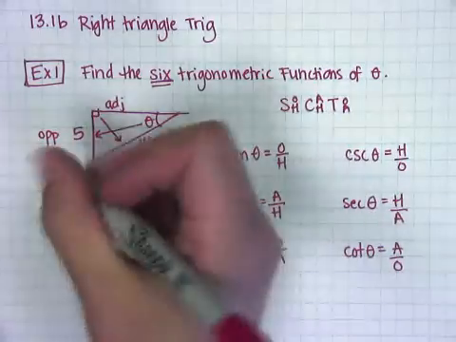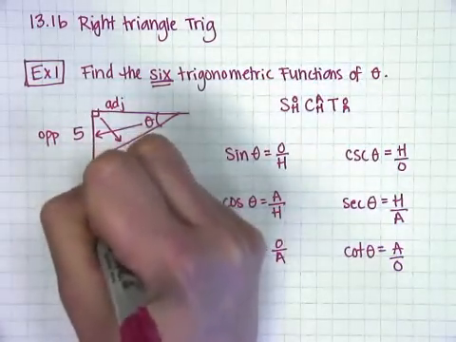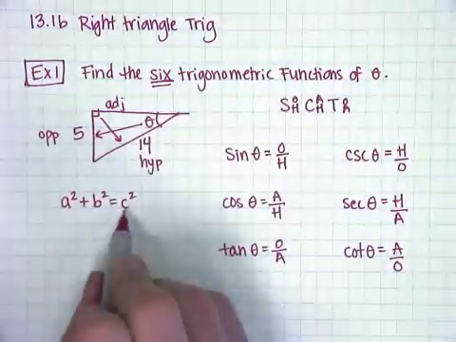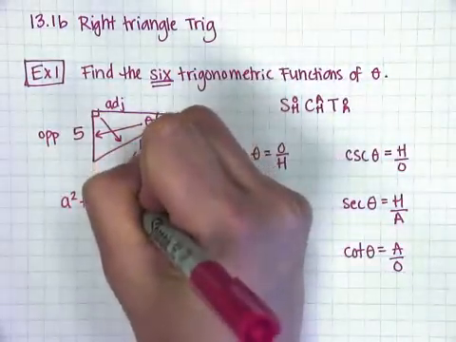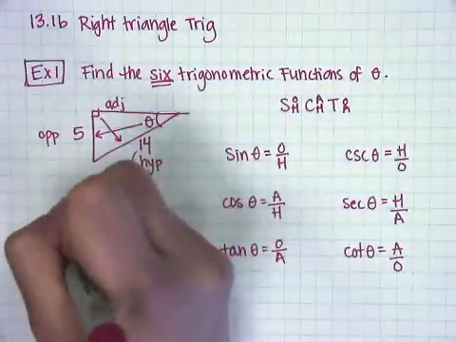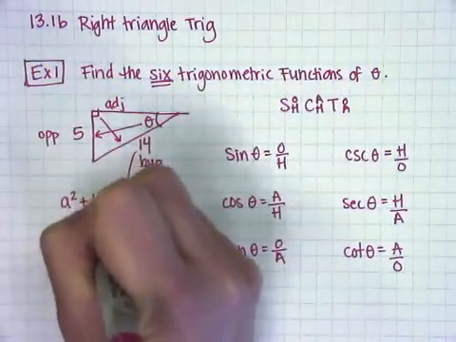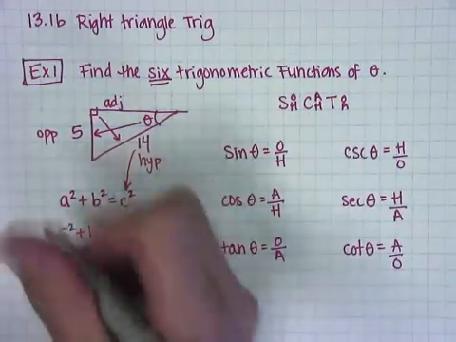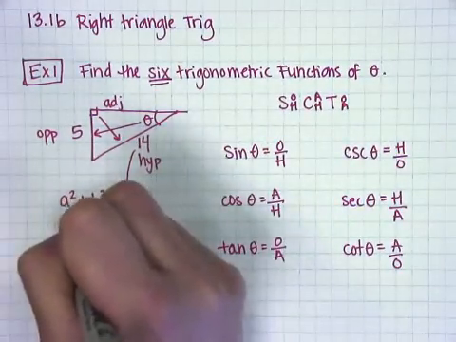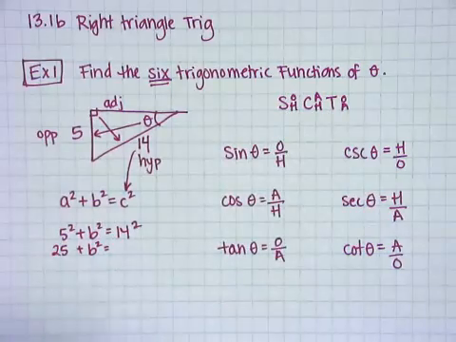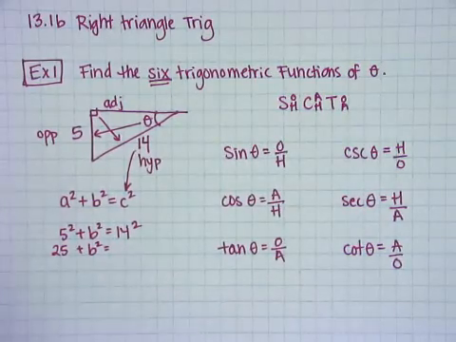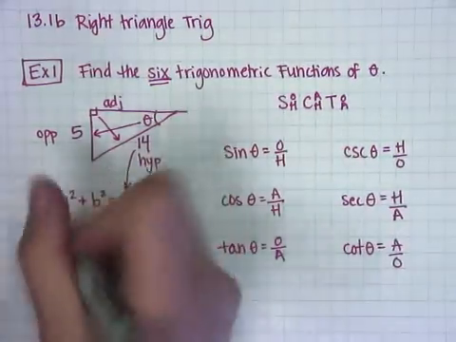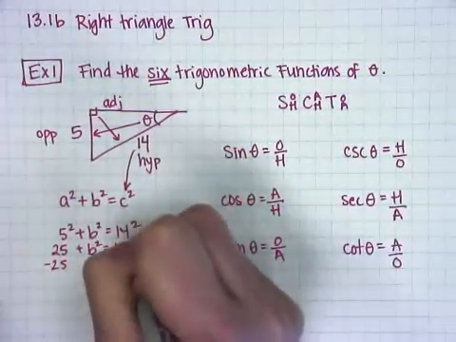Now to do that, I'm going to have to use the Pythagorean theorem. a squared plus b squared equals c squared. And in the Pythagorean theorem, it's really important to make sure that your c is your hypotenuse. So a squared is 5 squared plus b squared equals c squared, so 14 squared. Now I'm going to square everything, so 25 plus b squared equals 14 squared, which is 196. And now to get b by itself, I take 25 away from both sides.